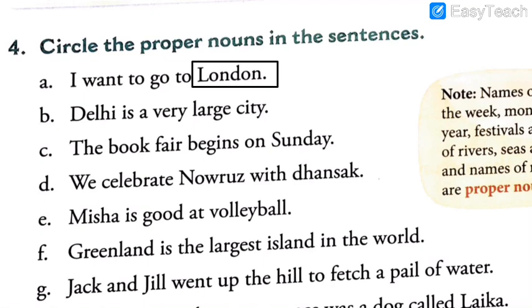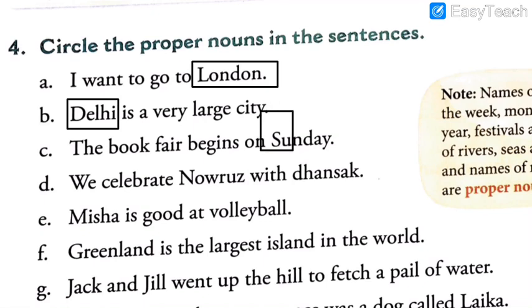In the second sentence, you might have circled Delhi. So Delhi is a proper noun. Again, it is the name of a place. It is the capital of India, you should know. So Delhi and D should be capital as it is a proper noun.